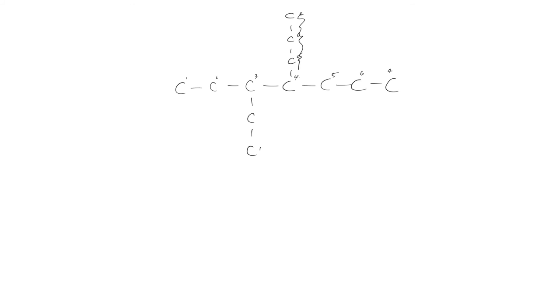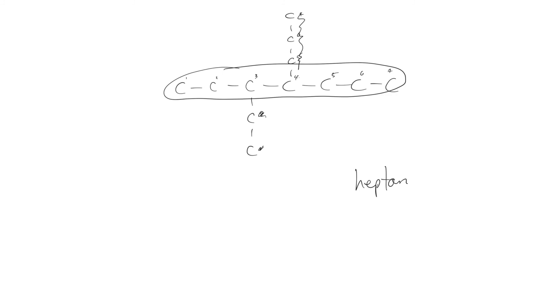How about we start here? 1, 2, 3. Oh, that's going to be the same. So let's pick this as our longest chain. So our longest chain is a 7, so it's going to be a heptane. And then off the third carbon, there's a branch that's 2 long, so that's an ethyl. Okay, so 3-ethyl. And then off the fourth carbon, there's a 3 carbon chain, and 3 carbon chains are propyl. So 3-ethyl, 4-propylheptane. That'll be this guy's name.